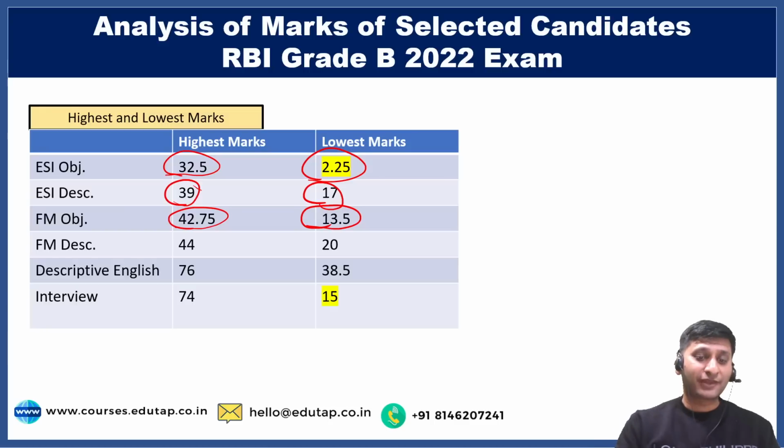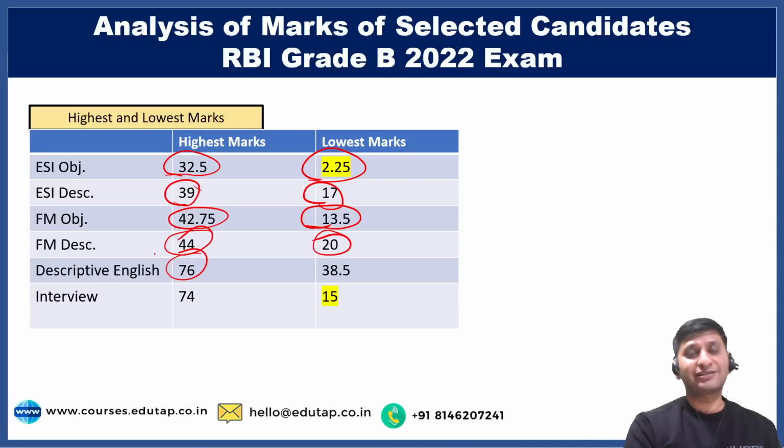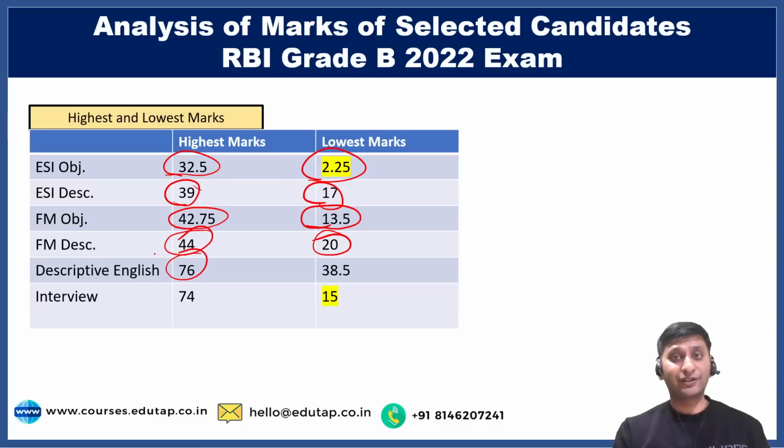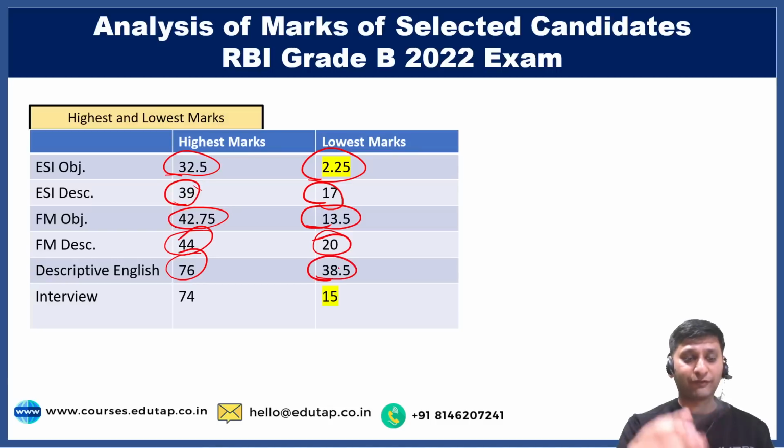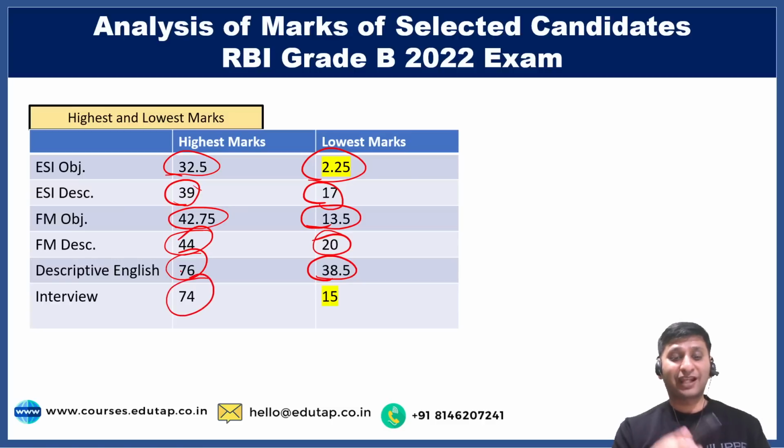जाने चाहिए, but anyways. FM descriptive 44 here highest and 20 is the lowest, and descriptive English 76 is the highest. Last year it was 79, this year it is 76, and lowest marks is 38.5. Interview में highest is 74 out of 75, and lowest is 15.